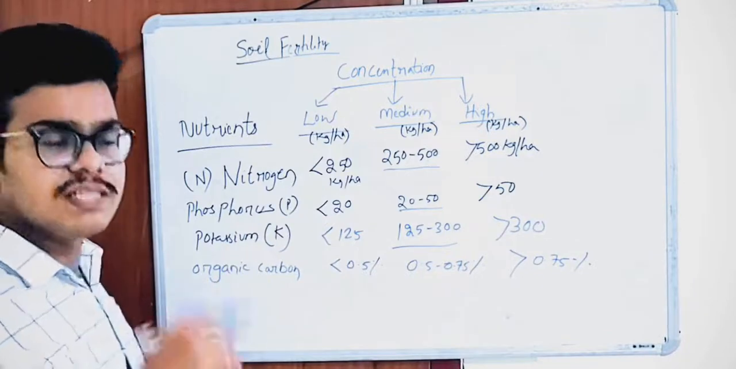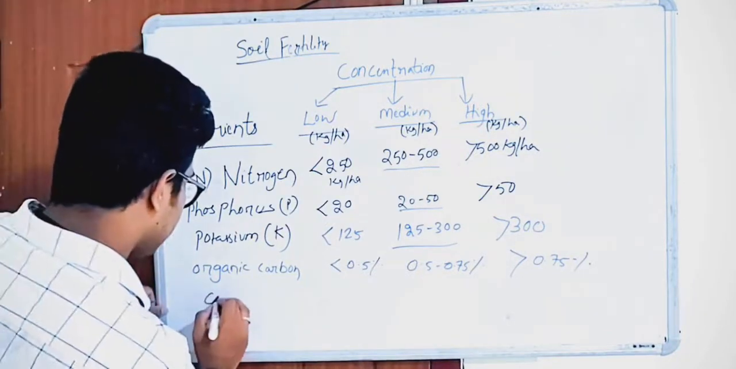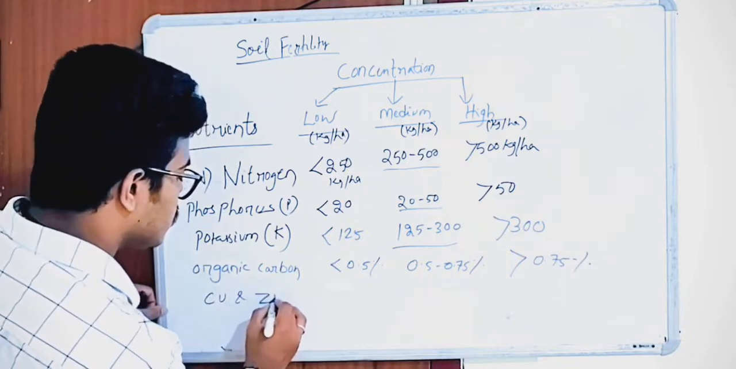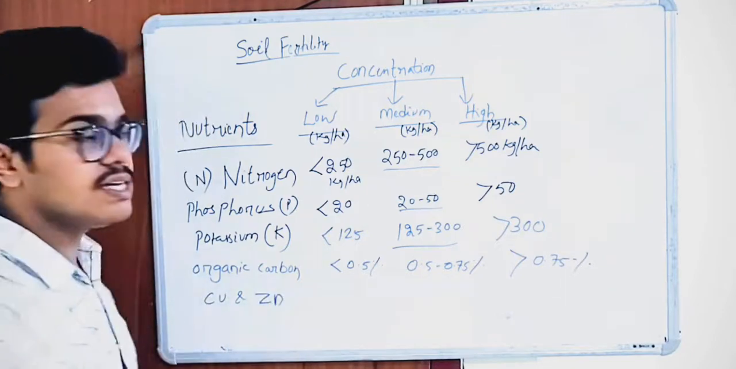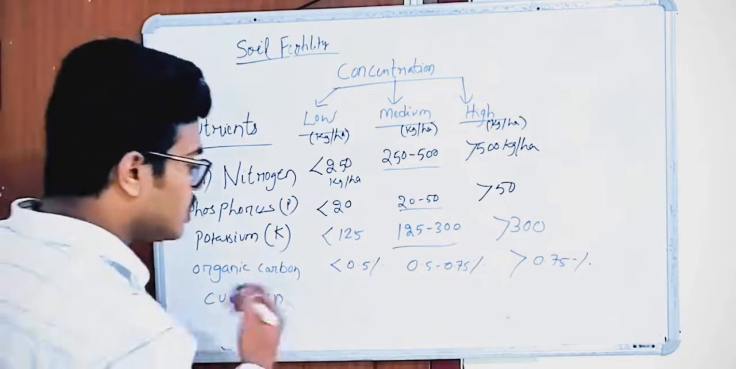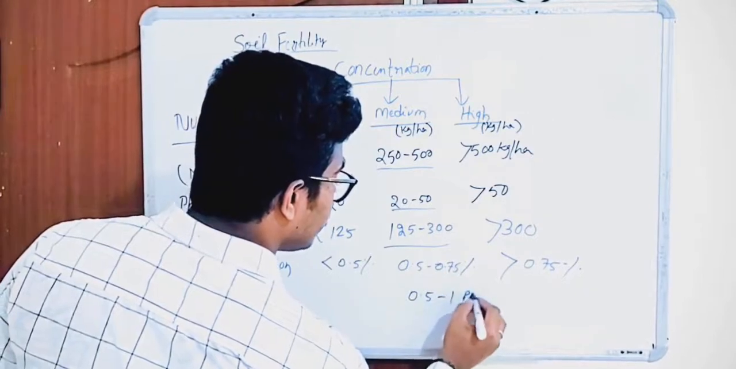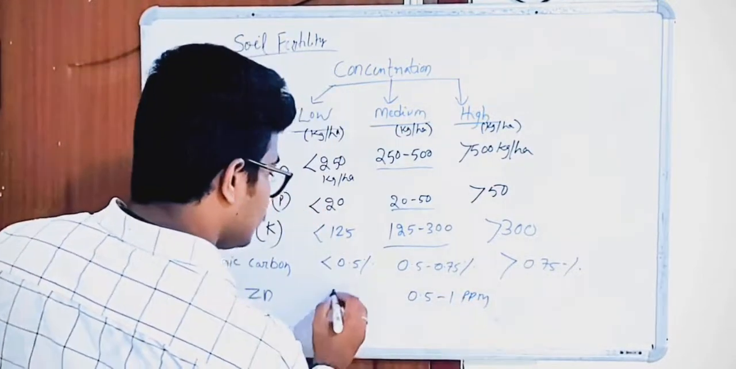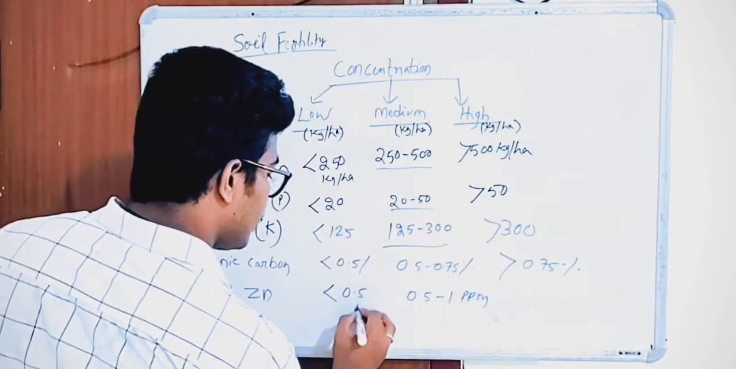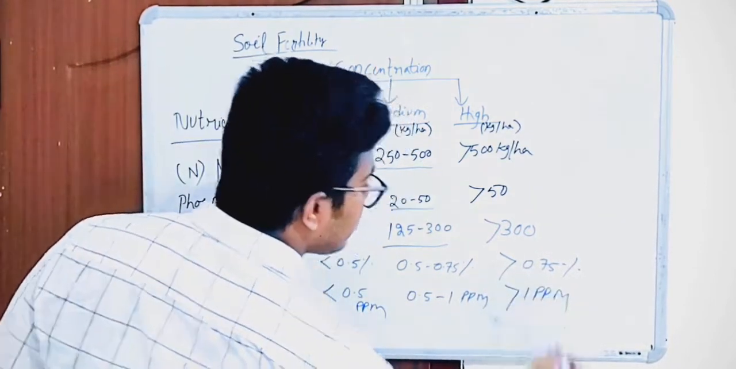Similarly, there are two other elements, copper and zinc. These are generally calculated in terms of parts per million, or ppm. It should be between 0.5 to 1 ppm, not more than that. If it is less than 0.5 ppm, it is low. If it is more than 1 ppm, it is high.